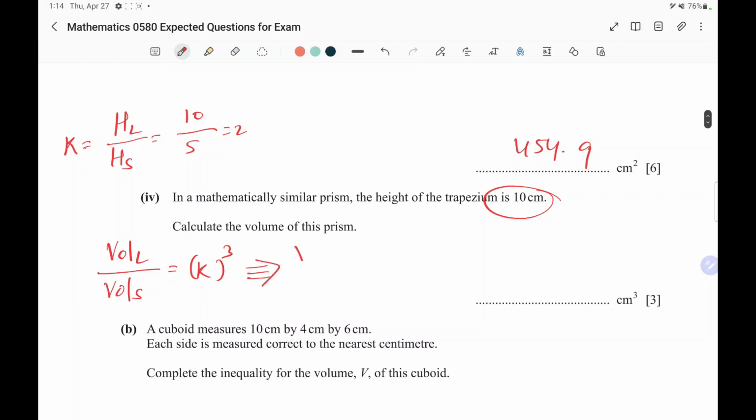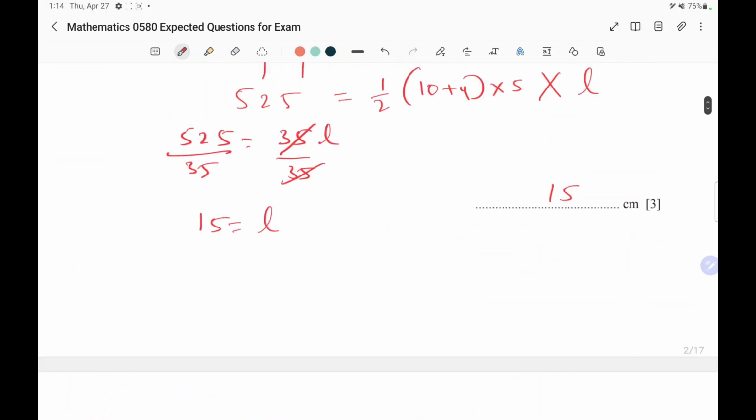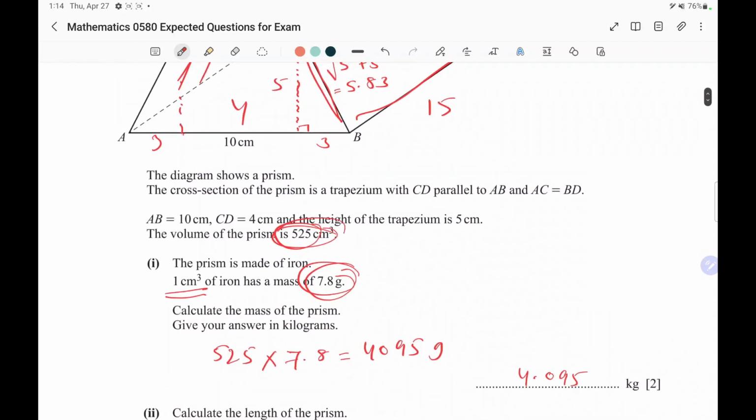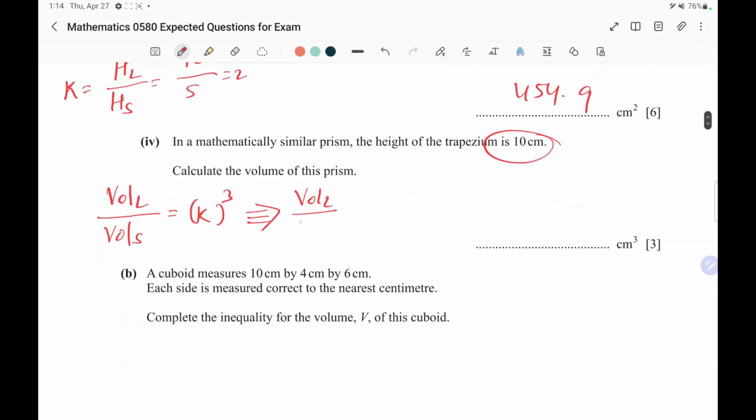Now here volume of larger prism we need to find, and volume of smaller prism we already found. It's given 525, and equals K cubed, so that's 2 cubed, which is 8. So now volume of larger prism will be 8 times 525. So just multiply 525 times 8, which is 4200 centimeter cubed.